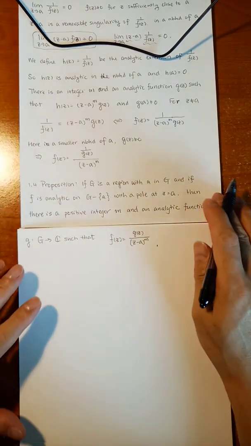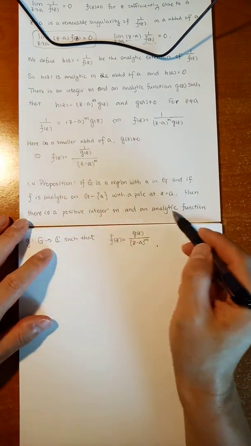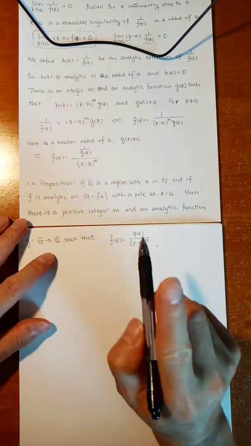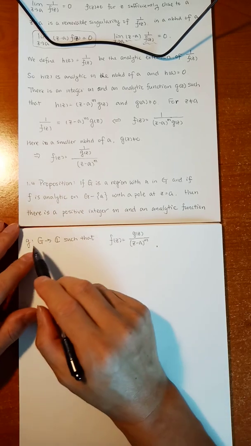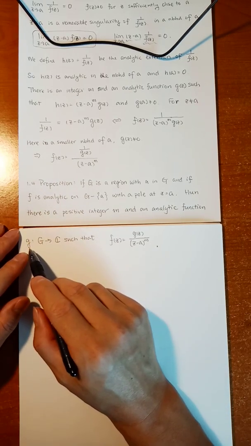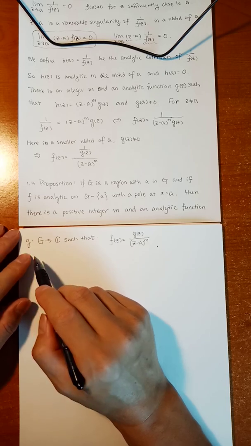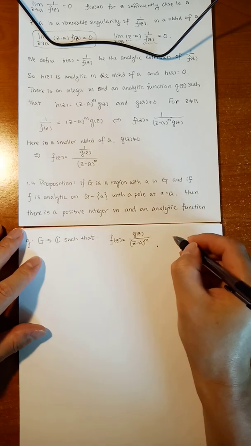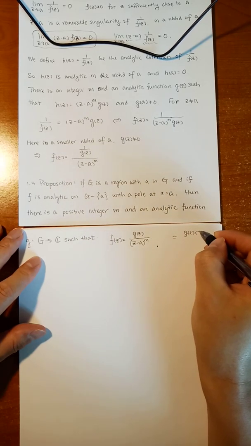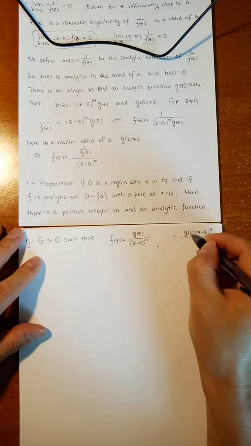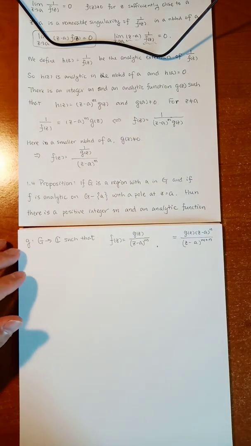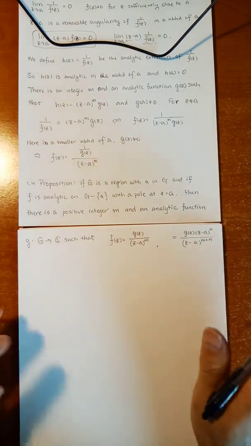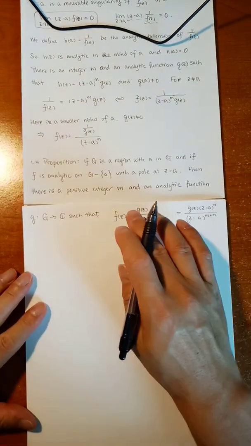In this proposition, we just say there exists a positive integer m with such property, and this m is not unique. From the proposition, we never mention m is unique. It's because we never require the numerator g is not zero at a. For example, you can just multiply numerator and denominator by whatever powers of z minus a. You always have it. So g and m are both non-unique in this proposition.